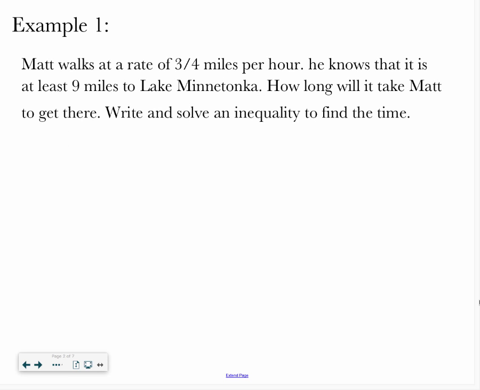We have Matt walks at a rate of 3/4 miles per hour. He knows that it is at least 9 miles to Lake Minnetonka. How long will it take Matt to get there? Write and solve an inequality to find the time.